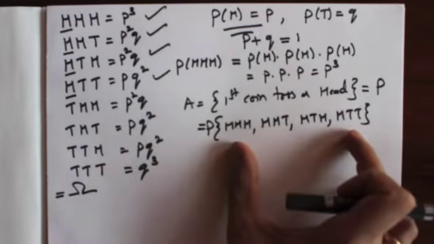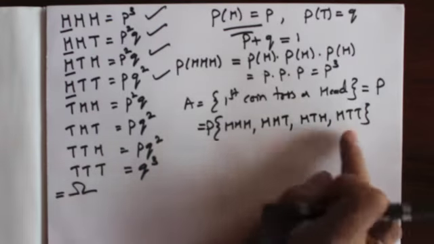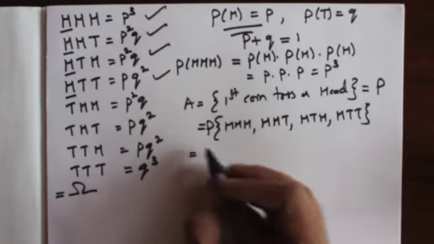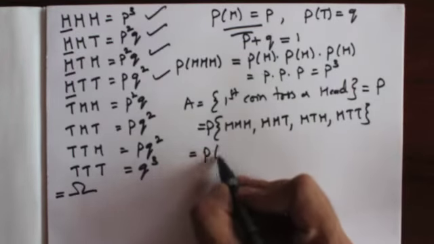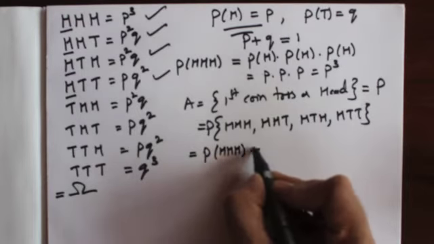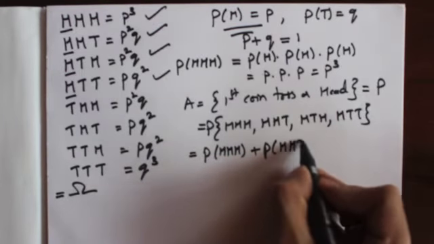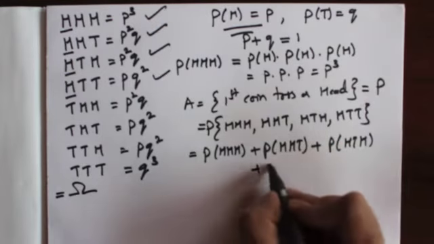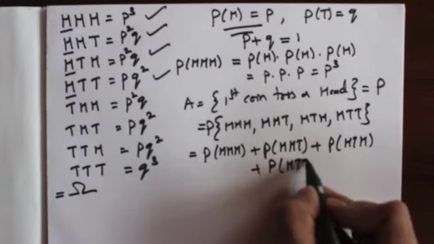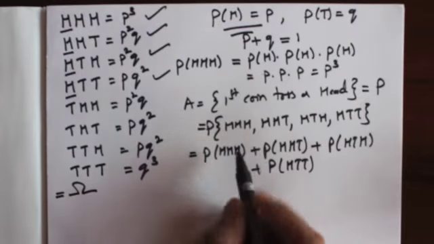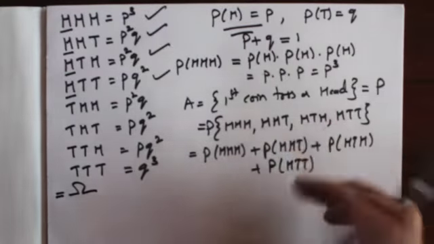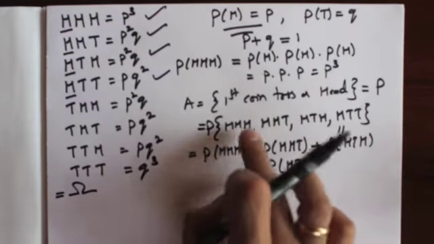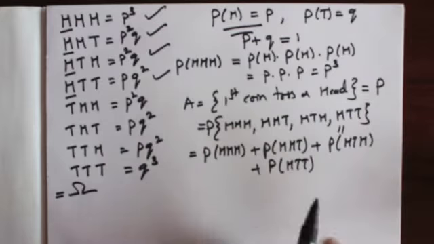So we've listed out all the possible outcomes here that result in a head, and we already have the probabilities listed for these. So this would simplify to the probability of HHH, plus the probability of HHT, plus the probability of HTH, plus the probability of HTT. So this is finding the probability of the subset, which is exactly equal to the sum of the probabilities of all of these outcomes.